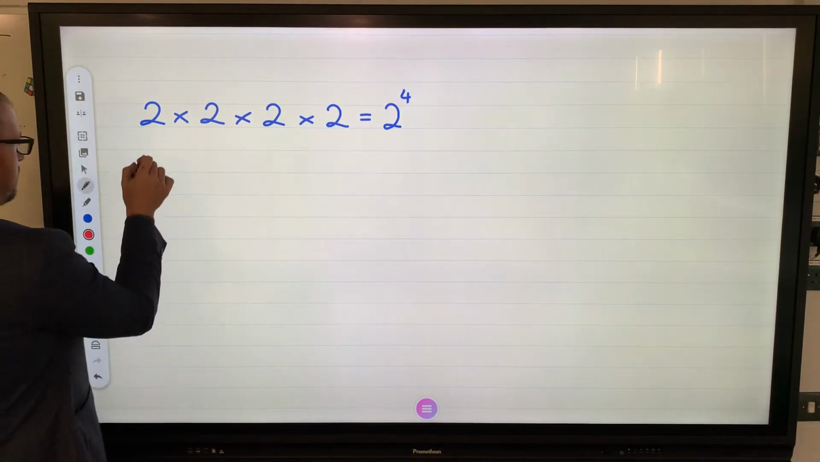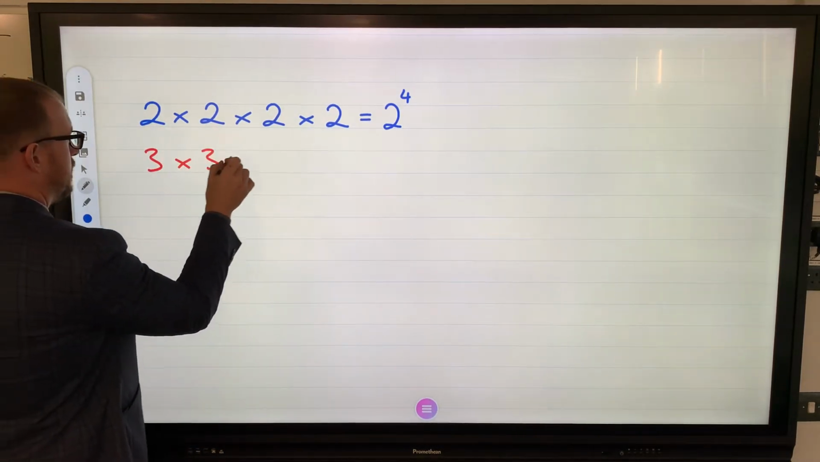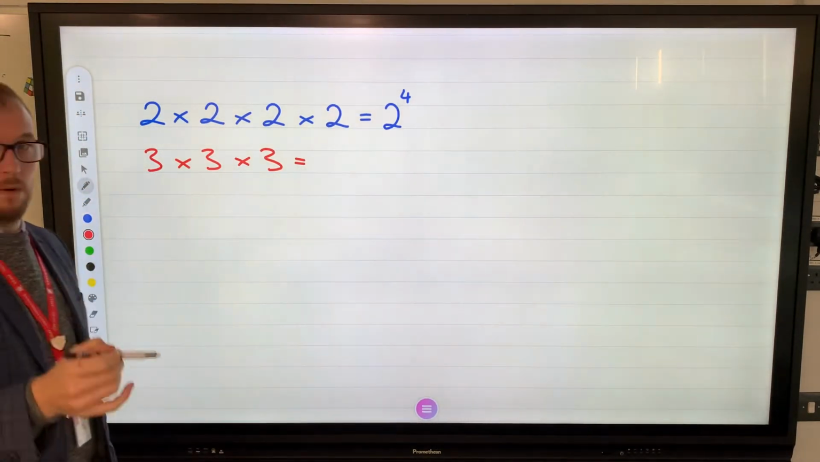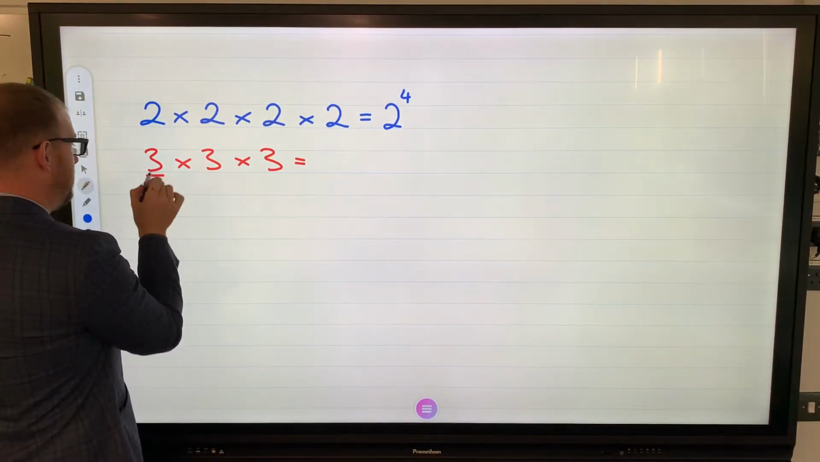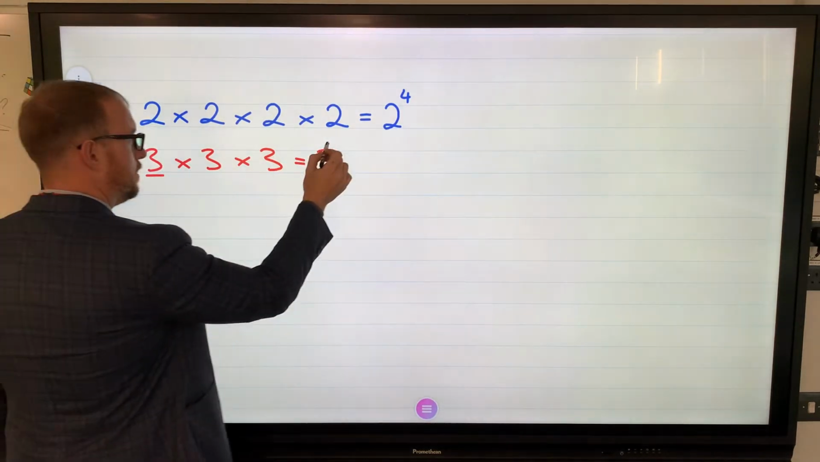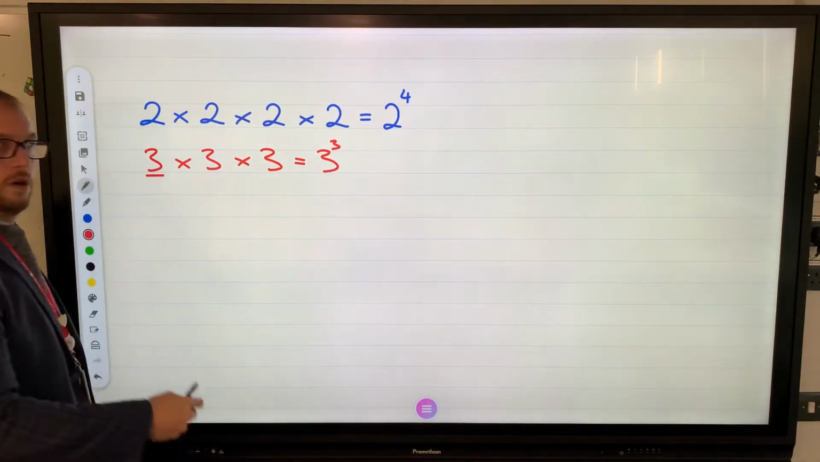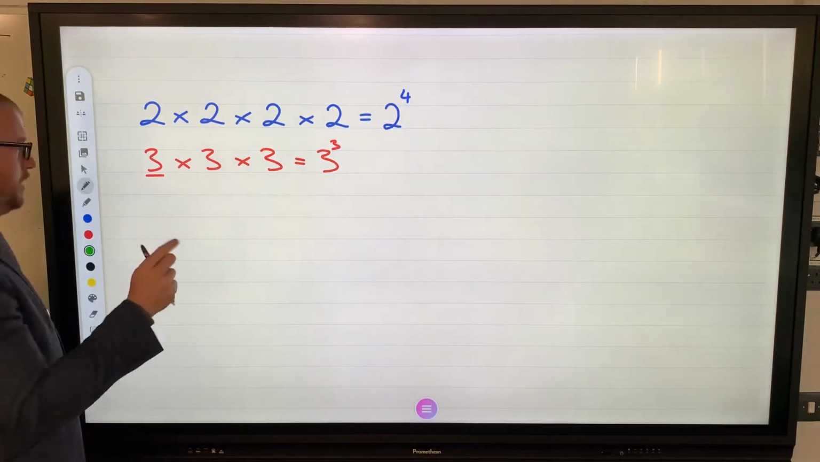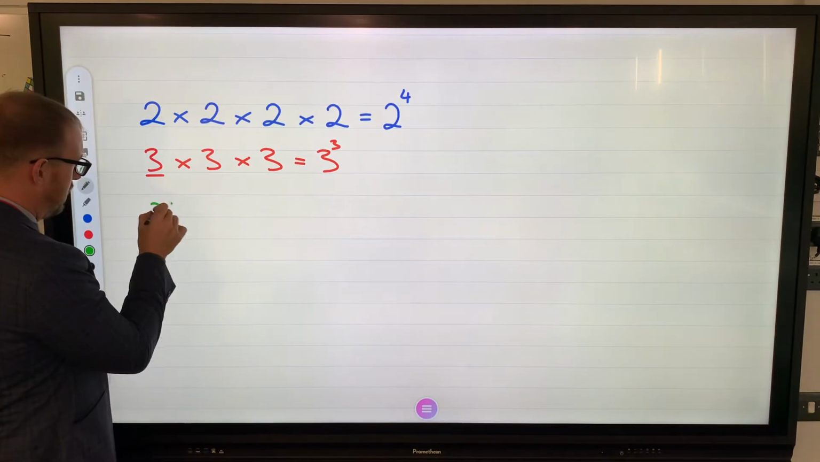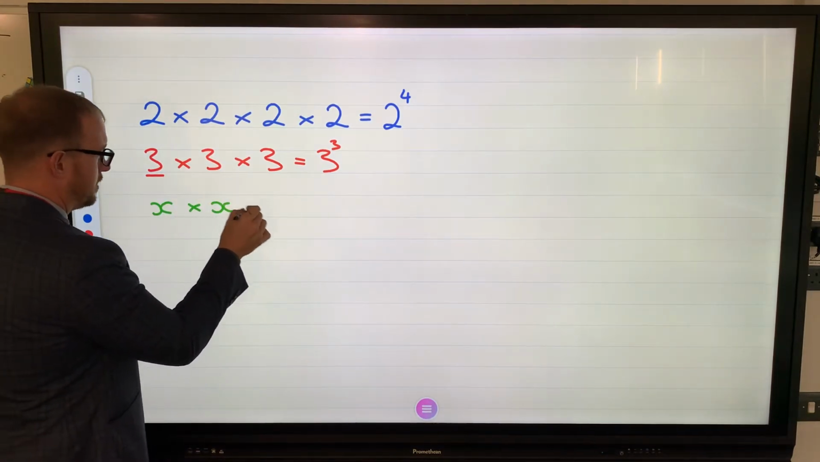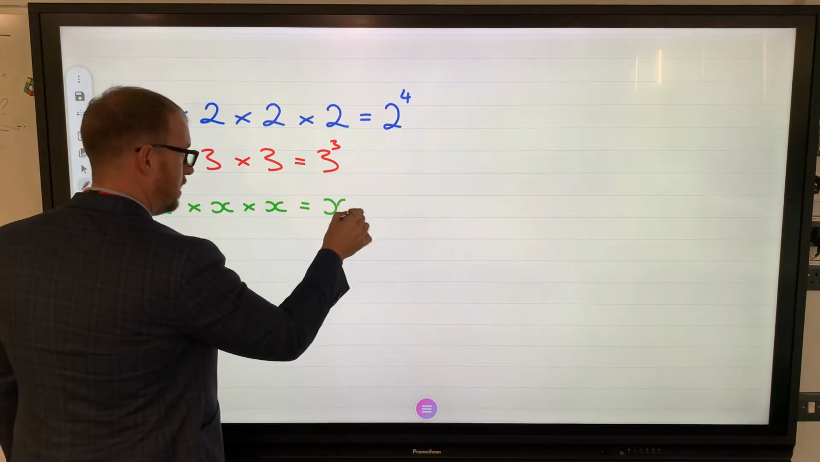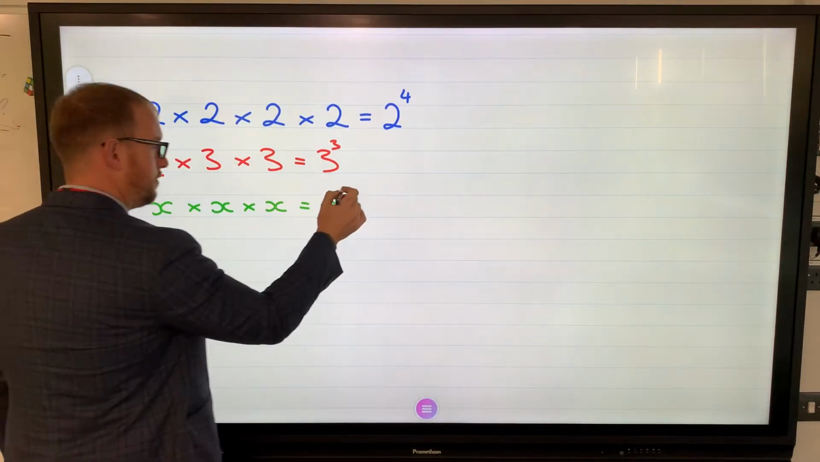If I had 3 times 3 times 3, if I was to write that as a power, my base number is a 3. 3 to the power of 3, or 3 cubed. We can do exactly the same here with letters. X times x times x would be x to the power of 1, 2, 3.